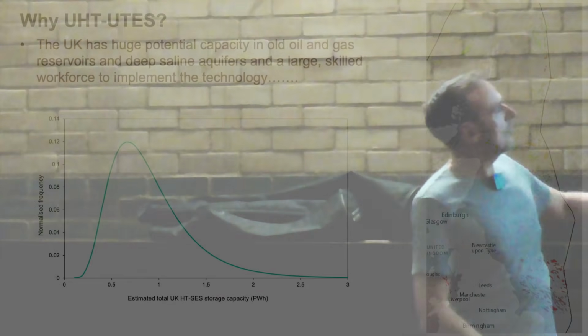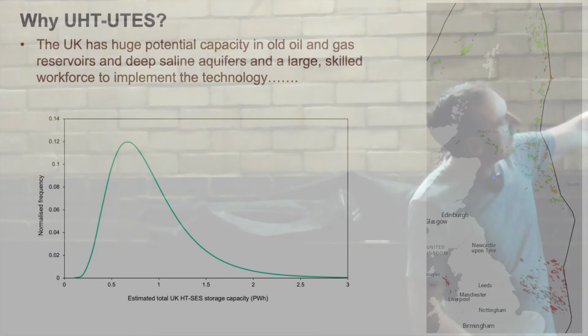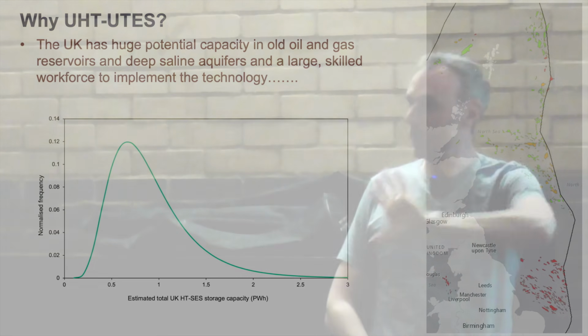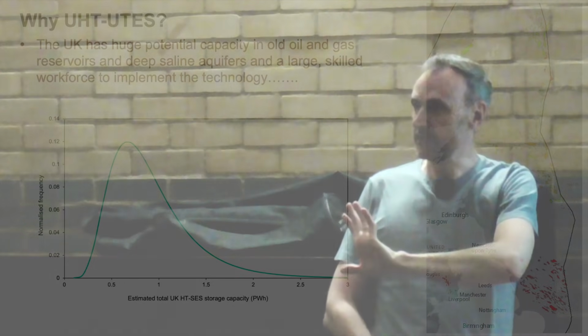So we think we can store really vast amounts of energy for electricity generation if we exploit the UK's old oil and gas reservoirs, which are now coming to the end of their life. It can delay decommissioning and so save lots of money. And we also have a big and skilled workforce who really know how these reservoirs operate, who could be repurposed to look at this as an alternative technology.